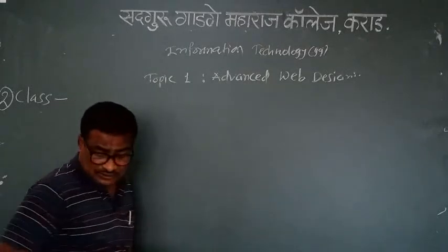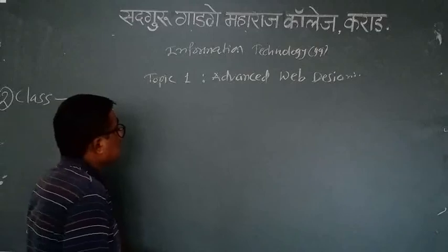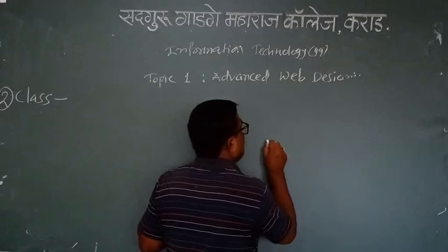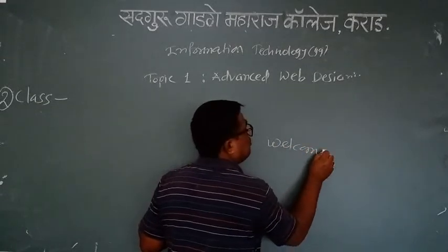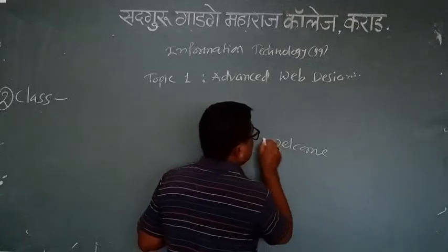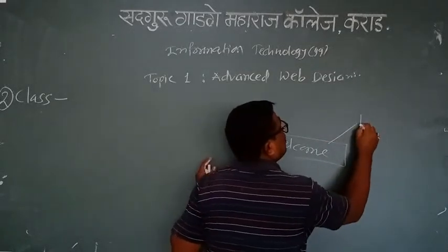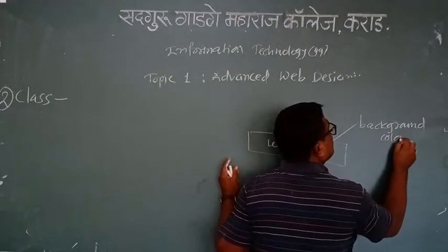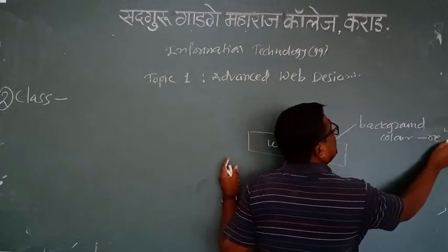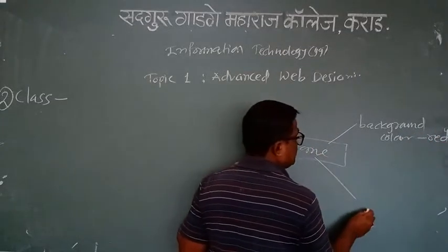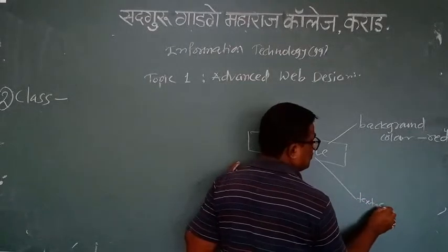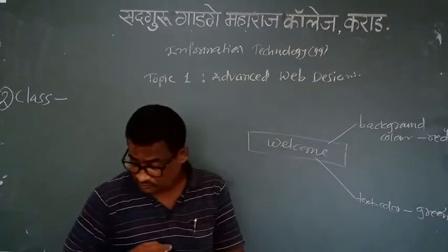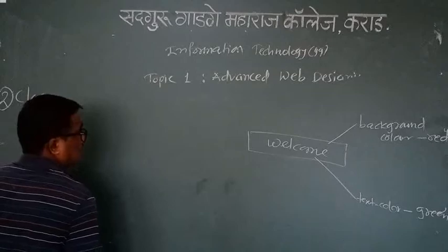Okay, here is the welcome word. Welcome, and this text has background color red, text color is green. Okay, here is our output.